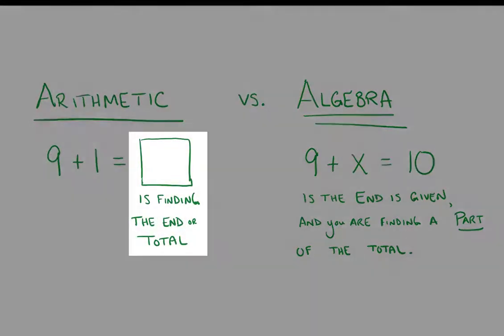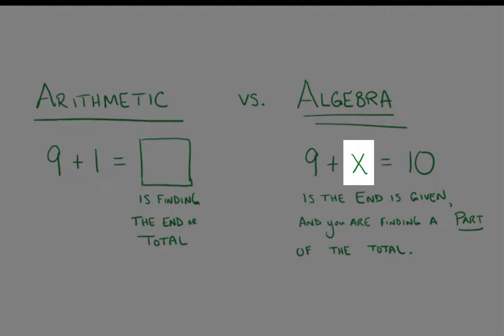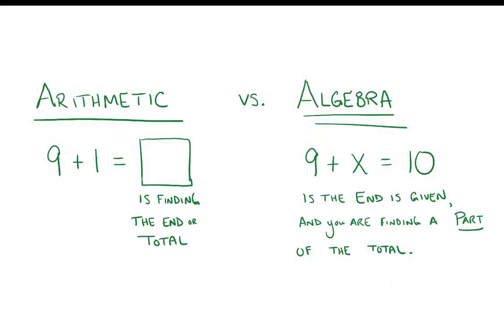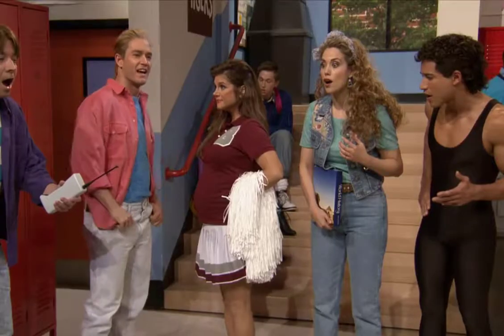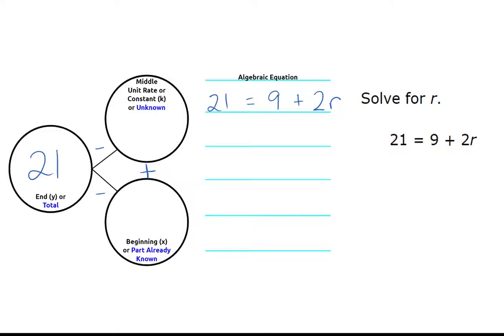Arithmetic, you're finding the total, and you already have the pieces. Algebra, you know the total, and you know maybe a few of the pieces, in this case, 1 of the parts, but you're finding that other piece, that other part that will combine to give you the total that you want. All right, time in. So 21 is our total. We're going to put that there.